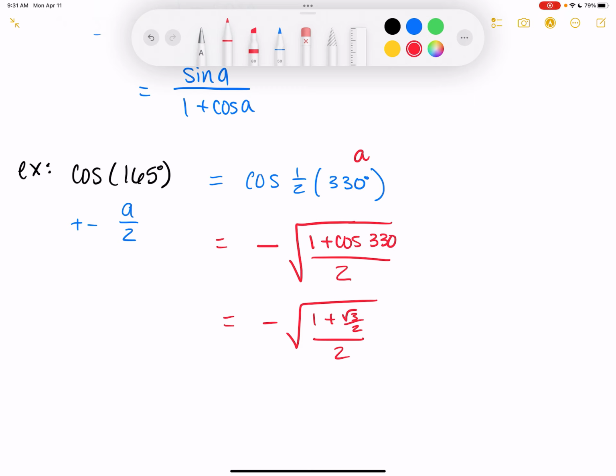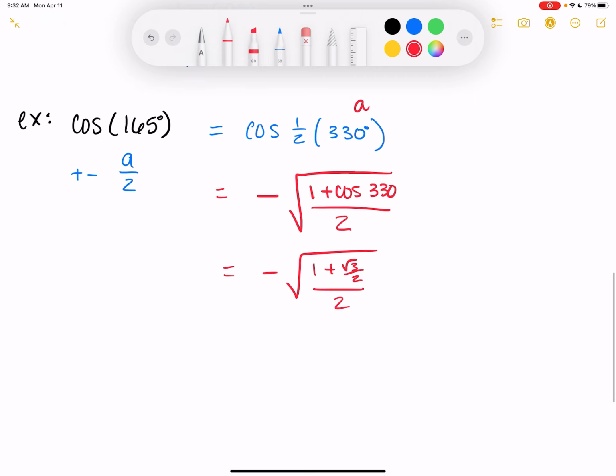Okay, so in terms of the top, I'd really like to get a common denominator because it's going to make my life easier. This is where, once you have it set up, it's just a lot of algebra, which can get really annoying, but it's not completely awful. So I can rewrite 1 as 2 over 2. Then I have the common denominator of 2. So I can do 2 plus the square root of 3 over 2, all over 2.